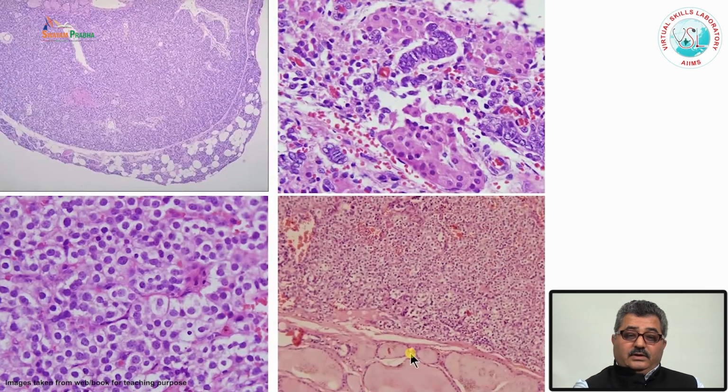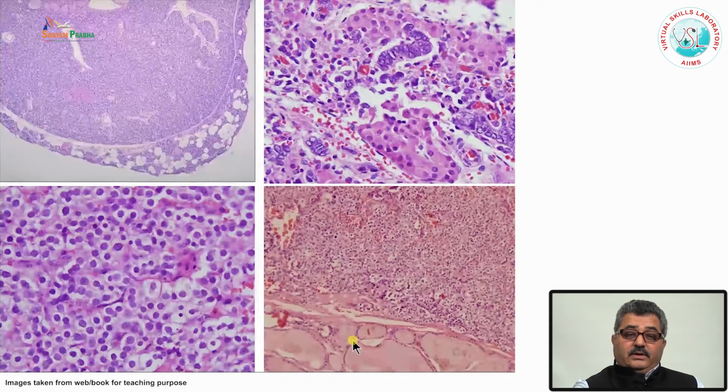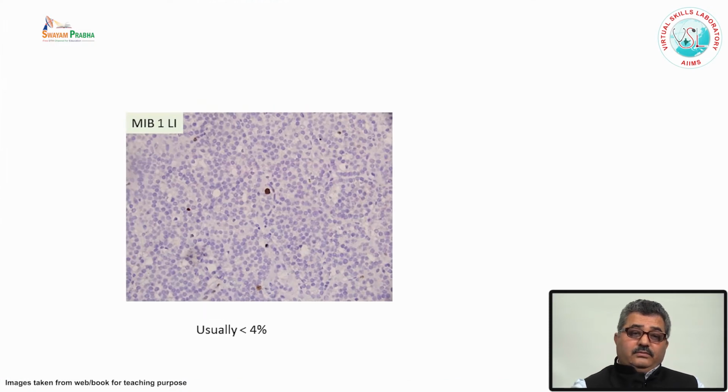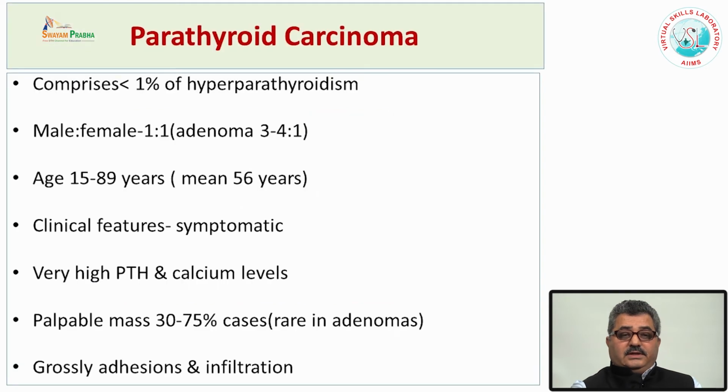And sometimes we do get the thyroid tissue in the periphery, which is because of some degenerative changes, there are adhesions with the thyroid tissue, and one should not confuse it with the infiltration by a carcinoma. We do MIB labeling index to differentiate between the benign and malignant conditions, and usually in adenomas, mitosis is less than 1 per 10 high power field, and the MIB labeling index is usually less than 4%, whereas in the carcinoma, it is slightly higher.